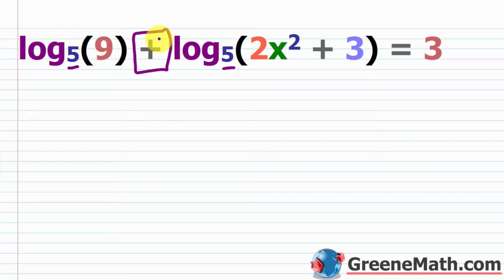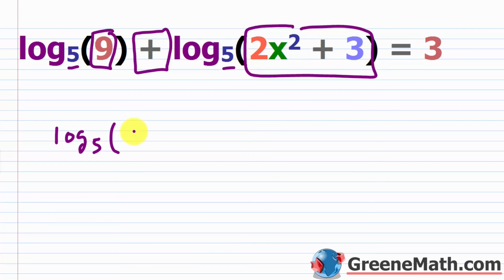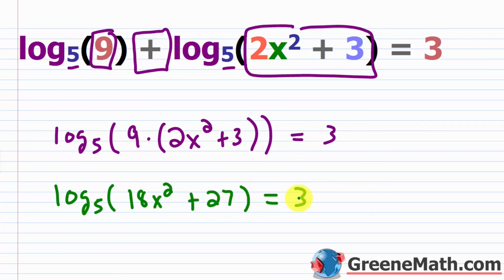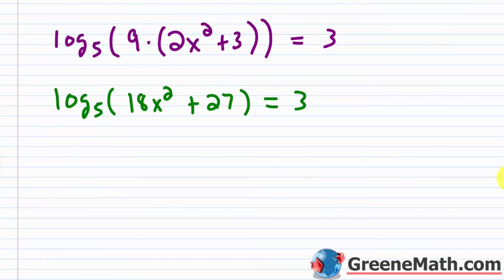We can condense. So what we're going to do here is say that we have log base 5 of, remember, if it's addition, when you condense it you turn it into multiplication. It's going to be this guy right here times this guy right here. So 9 times the quantity, make sure you use parentheses, 2x squared plus 3, and this equals 3. Let's go through and figure this out. We have log base 5 of 9 times 2x squared is 18x squared, and then plus 9 times 3 is 27. So this equals 3. From here, all I want to do is write this in exponential form, and I can very easily get a solution.